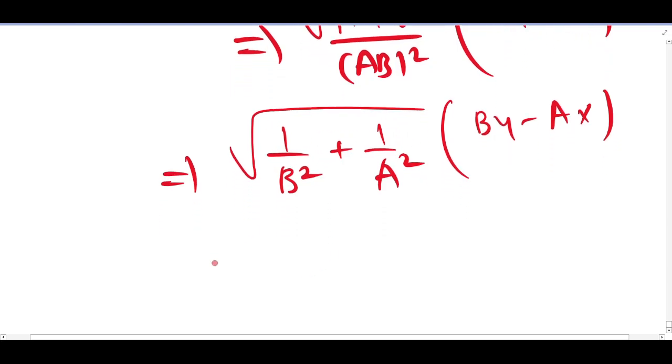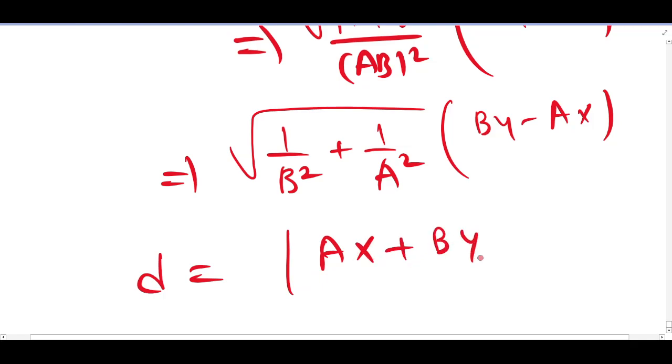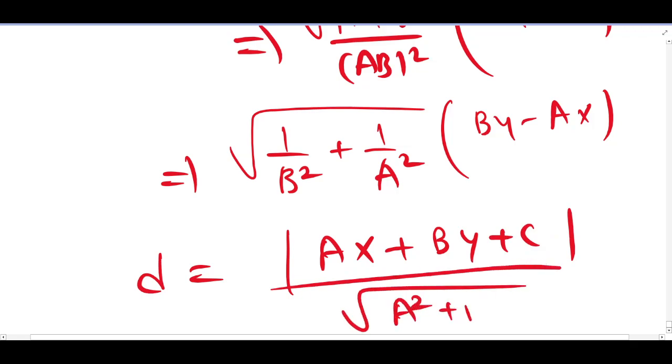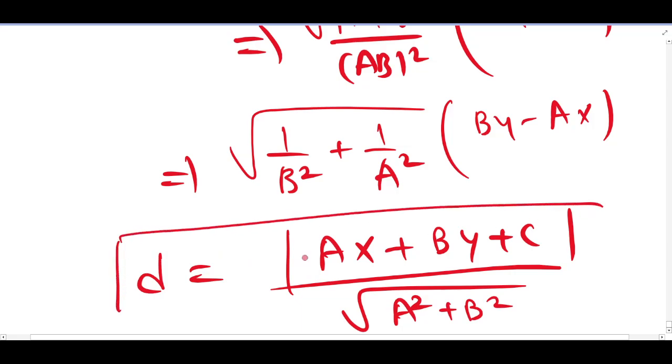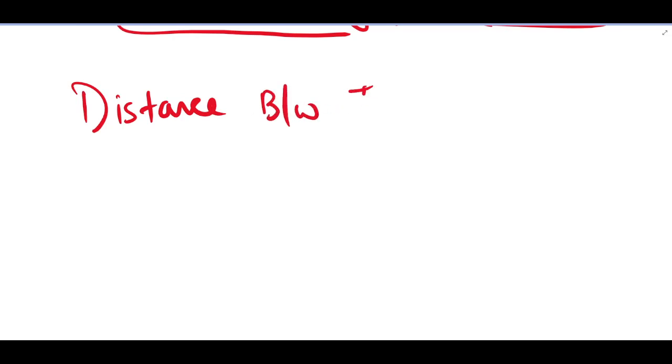So after rearranging the terms, we can get the distance as ax plus by plus c divided by root of a square plus b square. So this is the distance formula, the distance of any point P from any line ax plus by plus c. So next is the distance between two parallel lines.